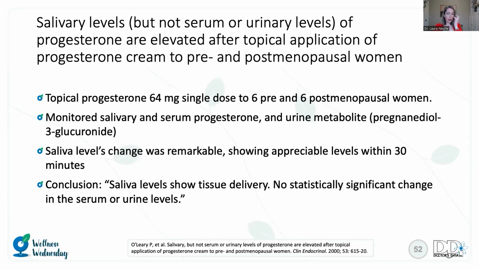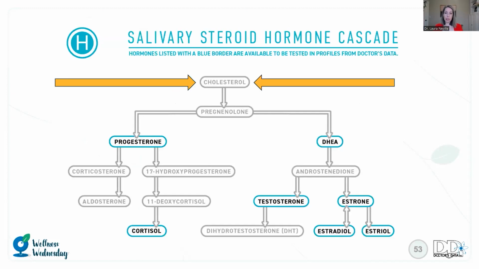So this is looking at 64 milligrams of topical progesterone. Saliva change was shown within 30 minutes. We didn't see any statistical change in the serum or the urine, which matches exactly what I've said, right, about the physiologic movement of these, that you shouldn't be seeing that in the serum or the urine. And so it's not the best way to track that. You'd probably increase the dose, right, if you saw that and you were using serum or urine.